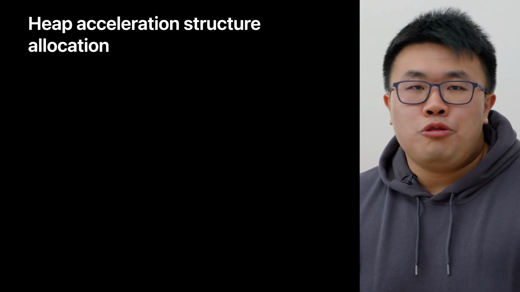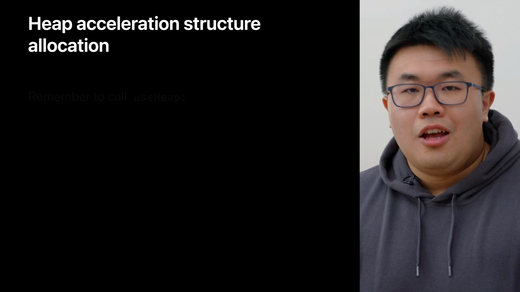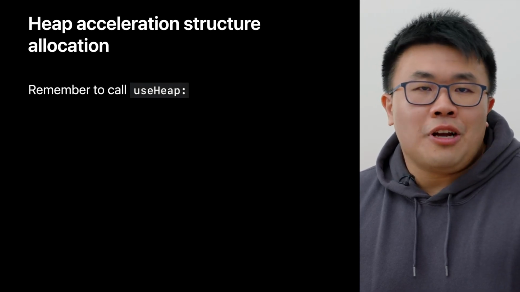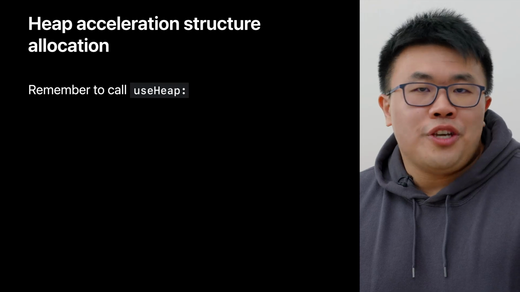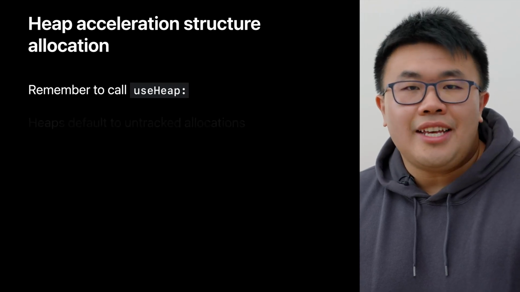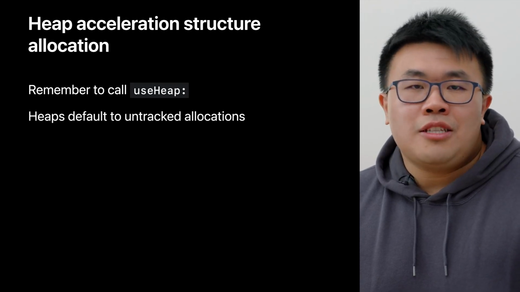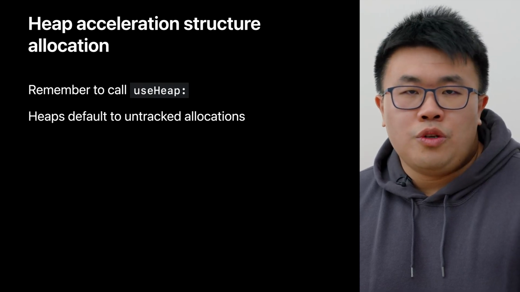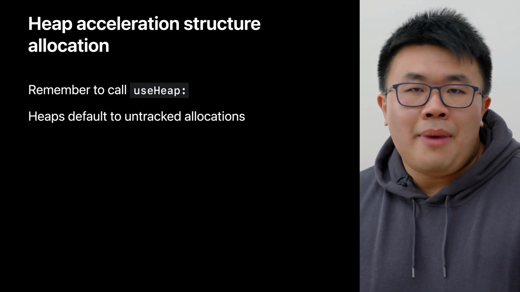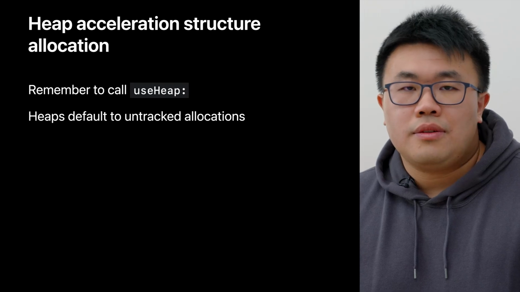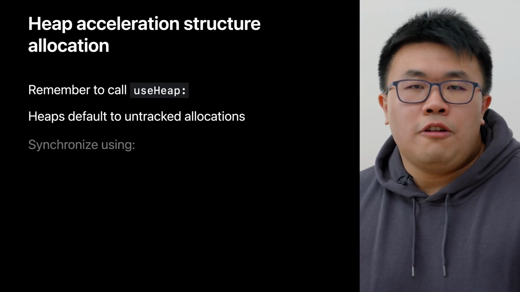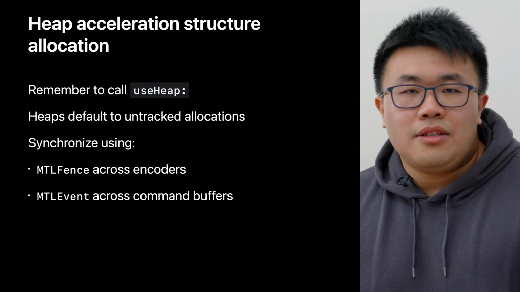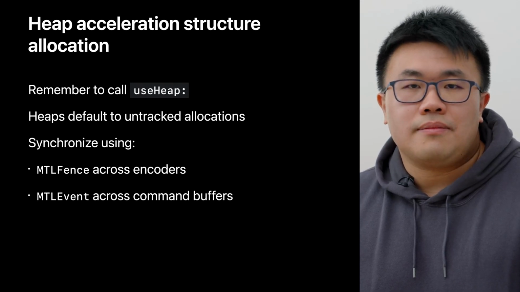There are a few things to remember when using heaps. First, remember to call useHeap to make all of the acceleration structures in the heap resident for the duration of the ray tracing path. Second, by default, Metal doesn't track resources you allocate from a heap. You can either opt into resource hazard tracking, or you can manually manage your own synchronization. You can use MTLFences to synchronize across command encoders, and MTLEvents to synchronize across command buffers.